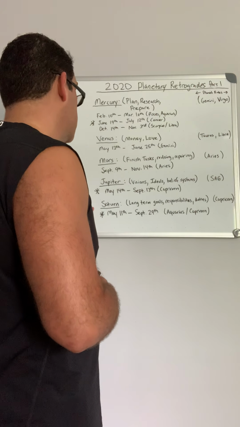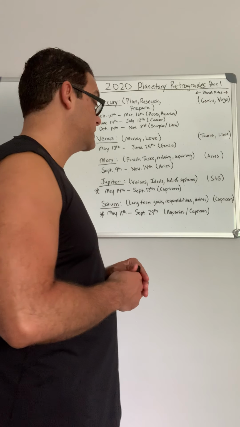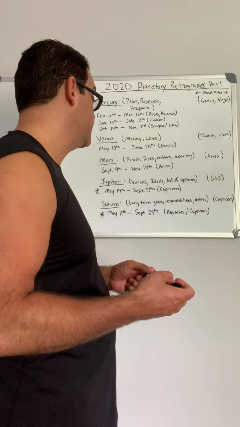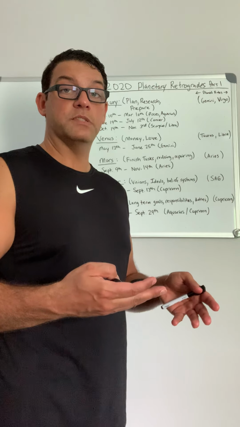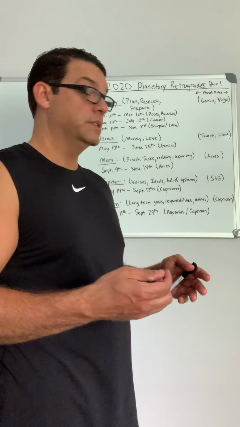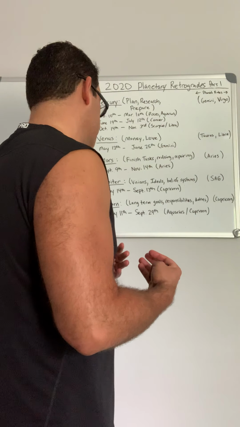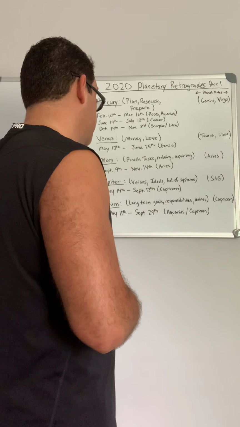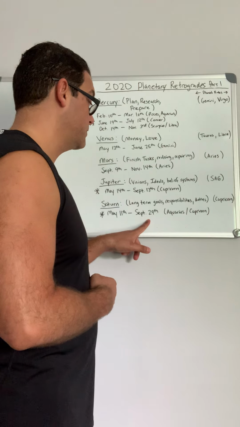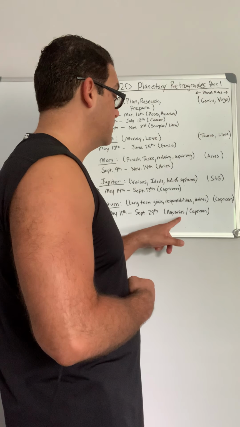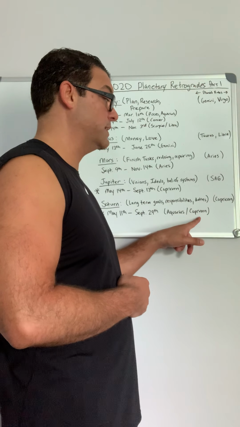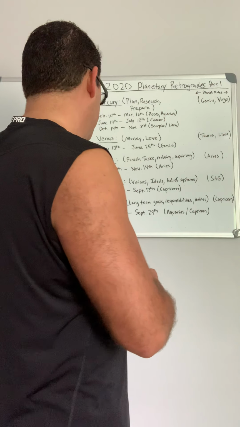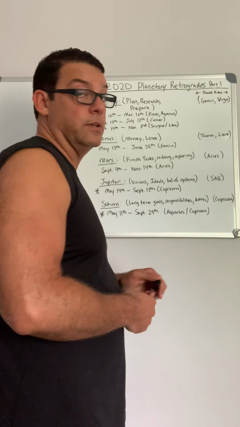And then the last planet is Saturn. Saturn's reflection point would be long-term goals, responsibilities, and duties. So these things could come up as a reflection point. It's retrograding from May 11th through September the 29th in the sign of Aquarius, and then transiting into the sign of Capricorn. And this is also currently going on.